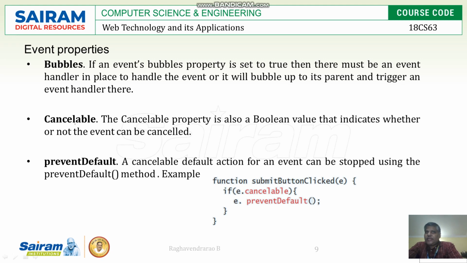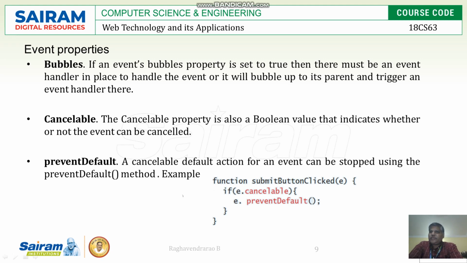There is another property, the cancelable property. It is a boolean property that indicates whether or not the event can be cancelled. Can I cancel this event or not? That is preventDefault. If the action is going to happen, the default action can be prevented. So for a cancelable event, the default action can be stopped using the preventDefault method.